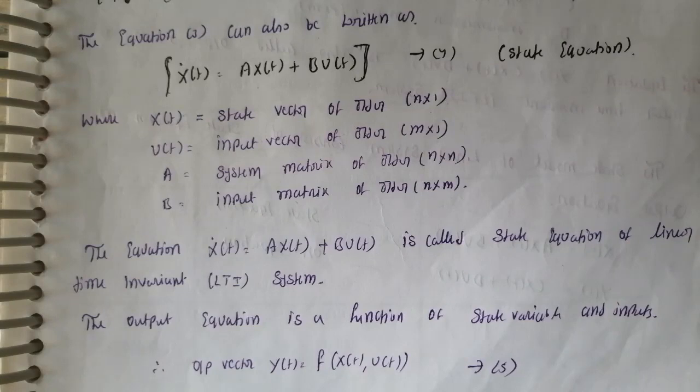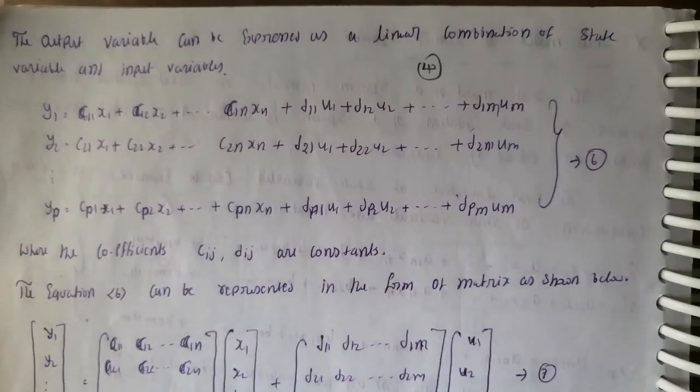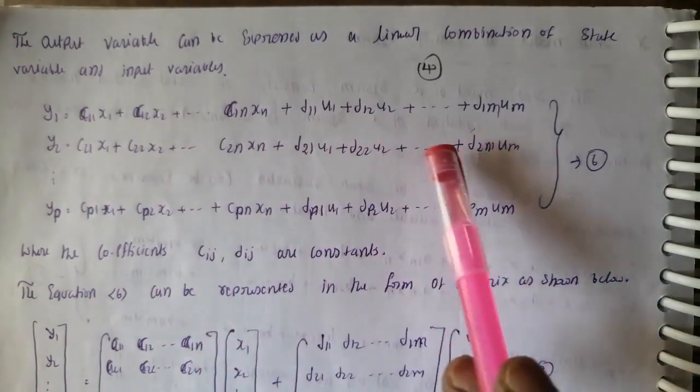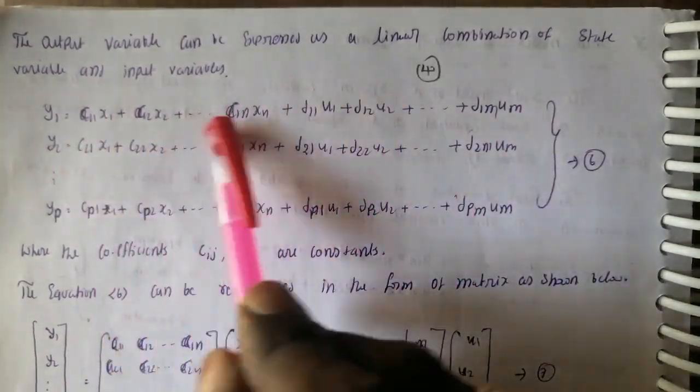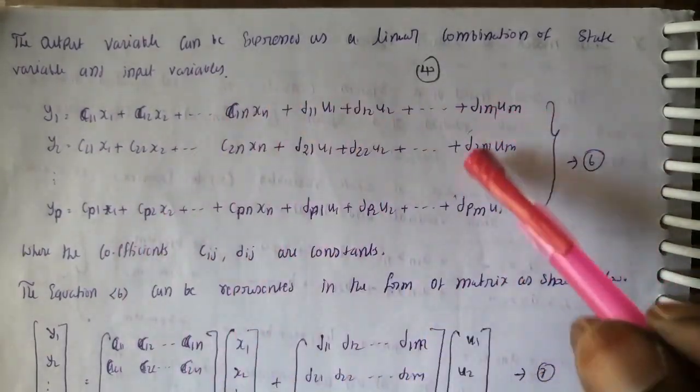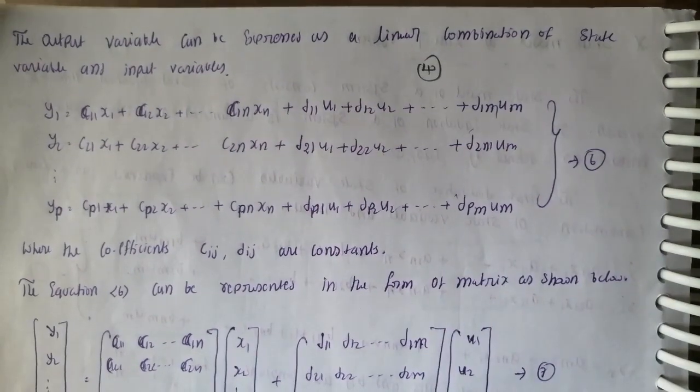Now let me go to the output equation of the state space model. See here, the output equation can be represented by y of t, and it is a function of the same state variables and input variables. So the output variable can be expressed as a linear combination of state variables and input variables as shown here, y1, y2, and so on up to yp. Here we are using the C matrix and D matrix, x1, x2 are the state variables, u1, u2 are the input variables, and these equations can be represented in the form of matrices. It should be like this.